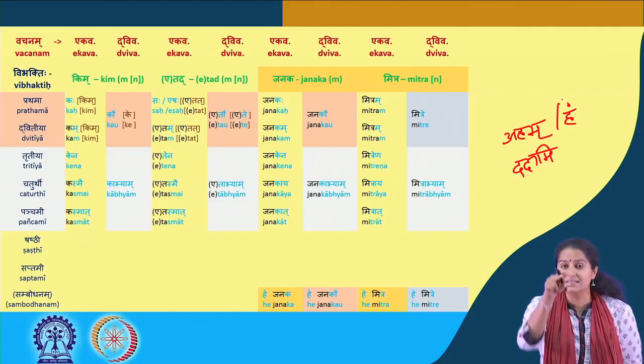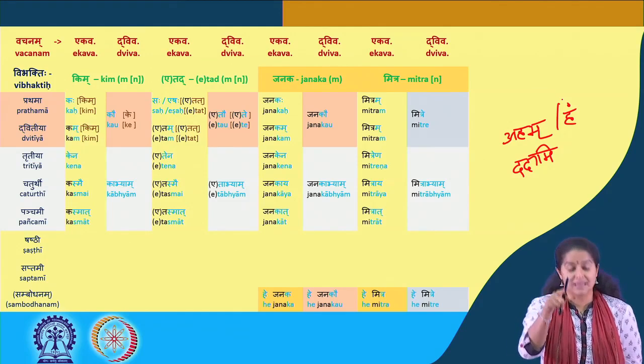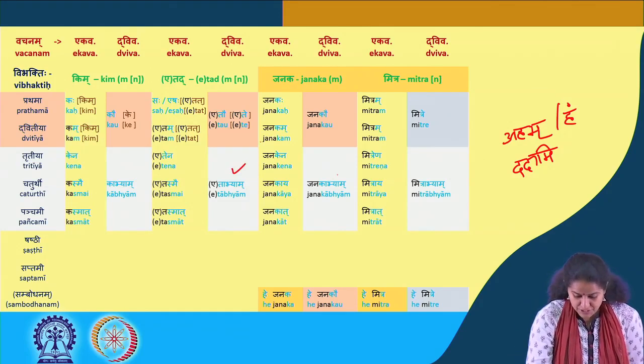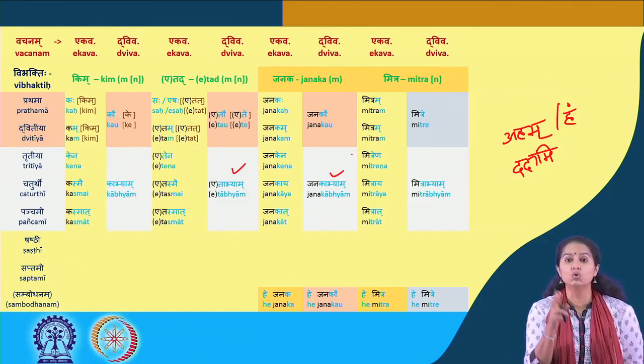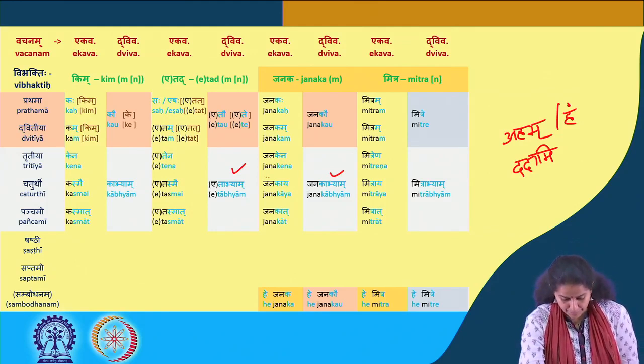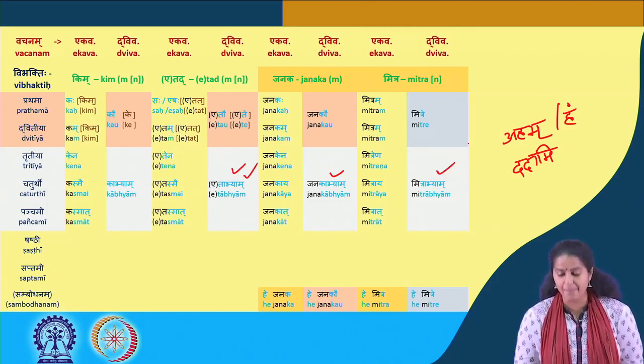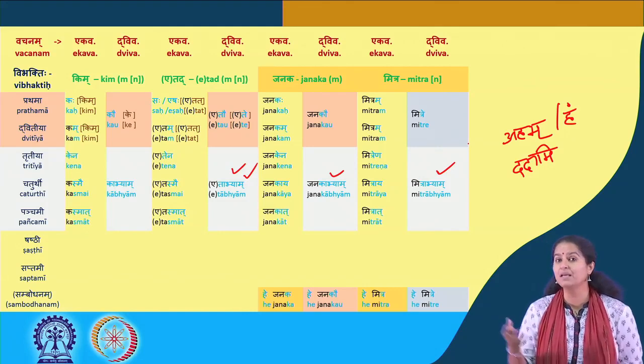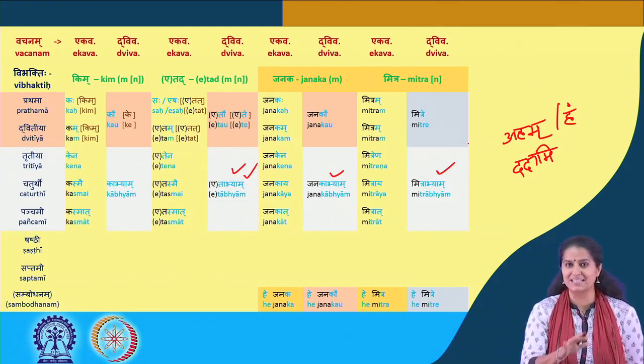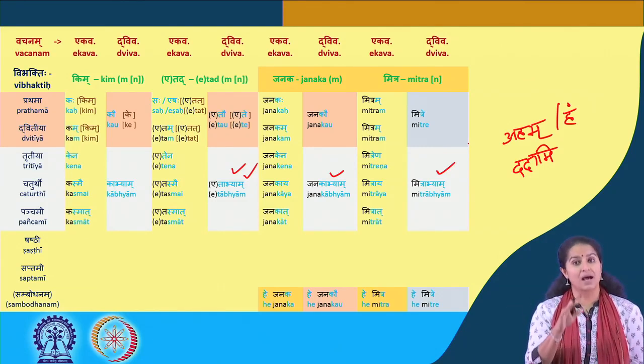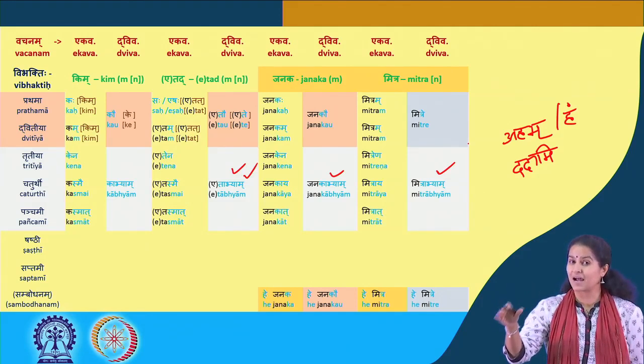Tabhyam, to those two fathers, will be tabhyam janakabhyam, and those two friends, tabhyam mitrabhyam dadami. Kim dadami? Pustakam dadami. Now let's make that sentence together. Aham tabhyam janakabhyam tabhyam mitrabhyam cha pustakam dadami.